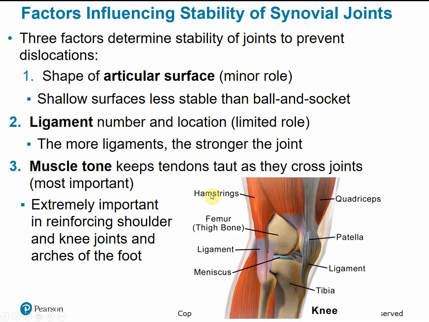Probably the most important factor is muscle tone. So our muscles are always in a slightly contracted state to help keep our tendons tight and taut as they cross and stabilize these joints. So this is important for reinforcing those joints like the shoulder and the knee and the arches of the foot.